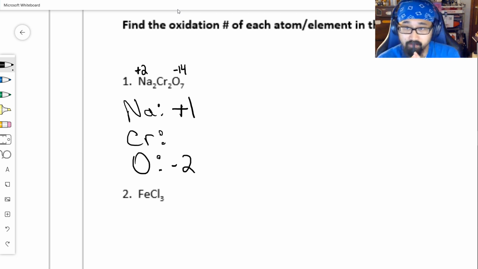Now, because this is a compound, all the charges have to add up to equal 0.